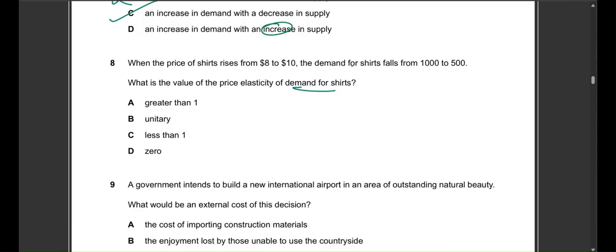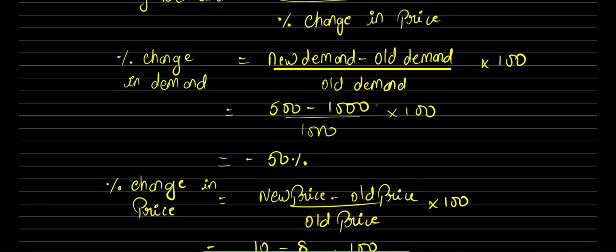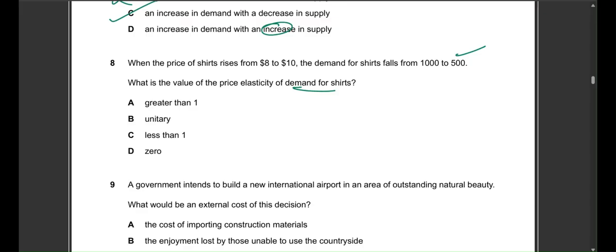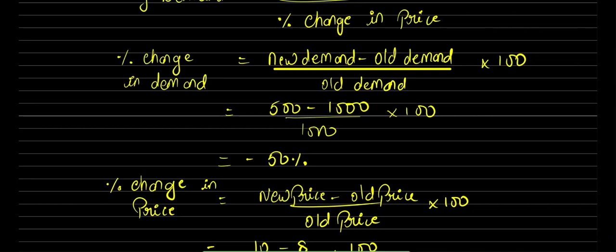New demand is what? 500. So 500 minus 1000 divided by 1000 into 100. So you will get it as minus 50%. So the demand has decreased. So that's the reason it's coming in minus.